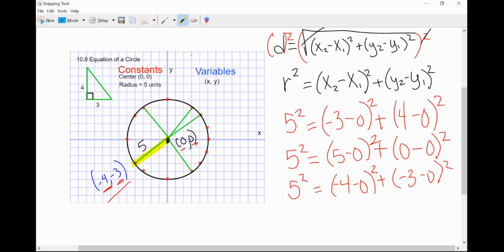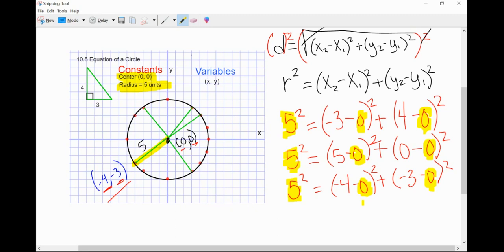So notice that no matter what, we have a 5 here. Why is that a 5? Well, once again, in this circle, the radius is always 5, no matter what. Now, what else is constantly the same? If you look over here, this 0 is constantly the same, and this 0 is constantly the same. What does that 0, 0 represent? Well, that represents the center, which is always 0, 0 in this case.